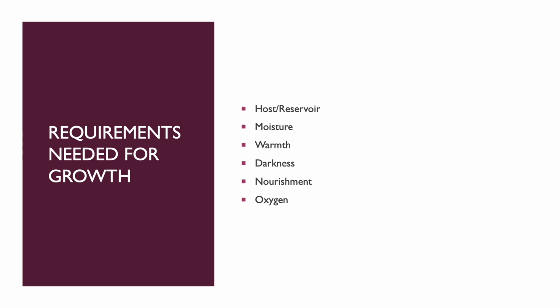So what's needed for growth of an infection or bacteria? First we need a host, so that has to be present. Then moisture, warmth, darkness, nourishment, and oxygen. So it's really important that if we can take something away, that we do. Moisture is the biggest thing that we can control. That's why you're going to hear me talk a lot throughout this class about leaving the body clean and dry. If we can take away some of that moisture, hopefully we can get rid of some of the requirements that are needed for growth when it comes to bacteria and infection.